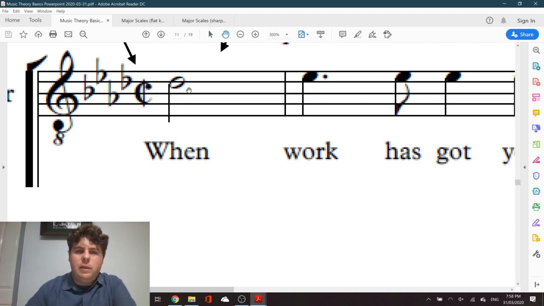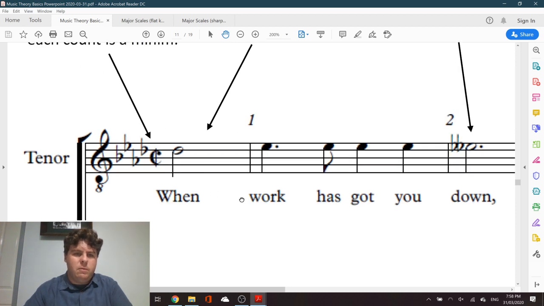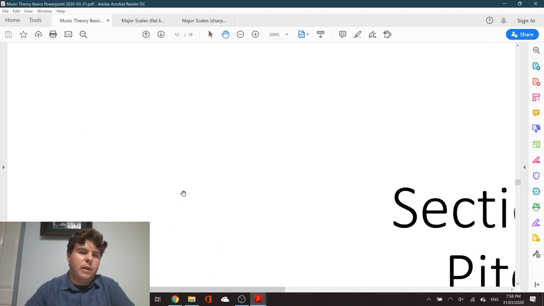So it's an incomplete bar. Every bar should have 2 minims. This one's only got 1. So it's an incomplete bar called a pickup bar or an anacrusis. You've probably noticed when I count the song in, we go 1, 2, "when work." So it's 1, 2, and then a breath, and we're sort of coming in within half a bar.